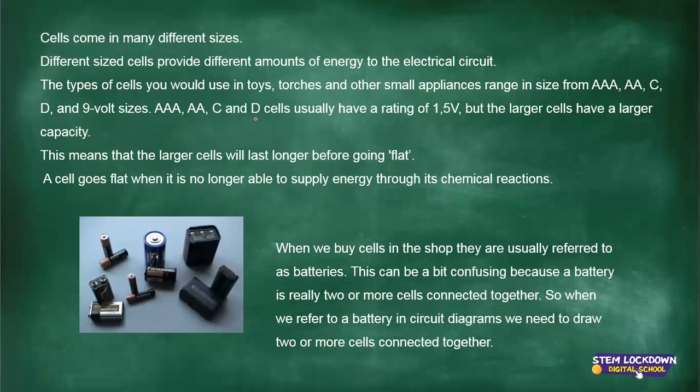So these alphabets here, they usually have a rating of 1,5 volts. But the larger cells have a larger capacity. So the bigger the battery, the bigger the number of volts it can contain. So this means that batteries will last longer and they won't go flat.